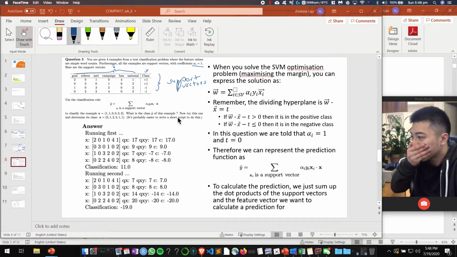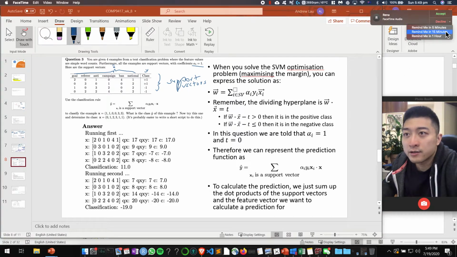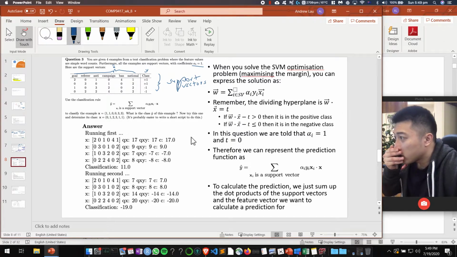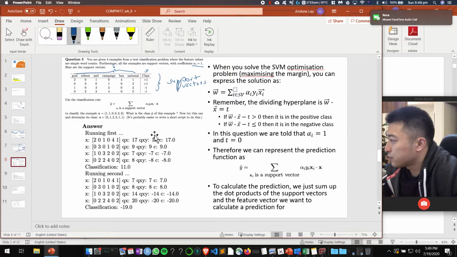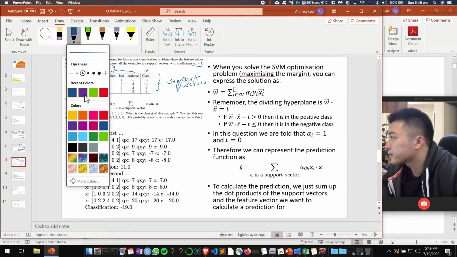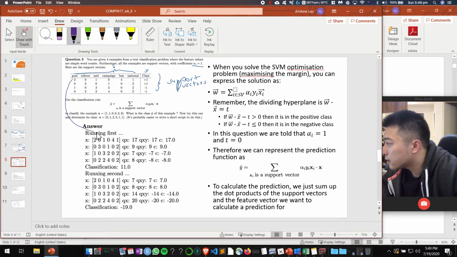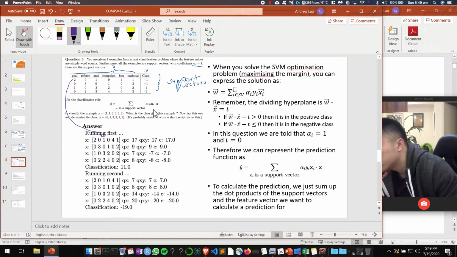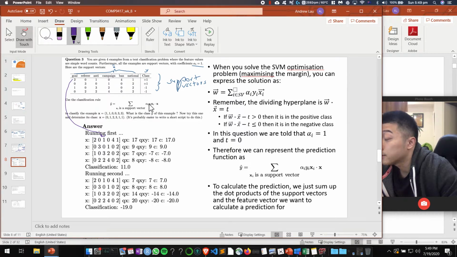So what's the easiest way to classify this? Possibly in Excel, or should I draw it out here? Okay. In the first example, these are just the features here, right? The next thing we want to do is find the sum of everything, and then we add them up, and we should get 11. We're told alpha is equal to 1, so that's fine.